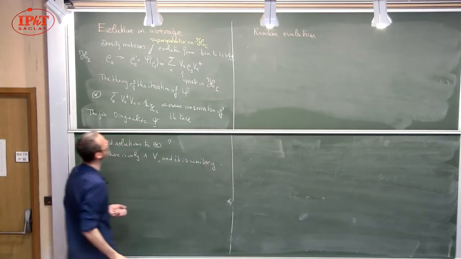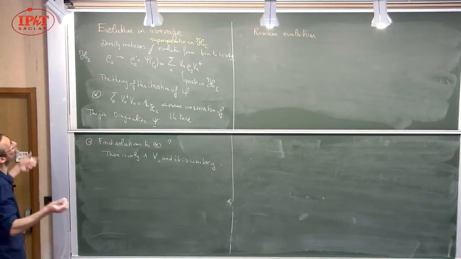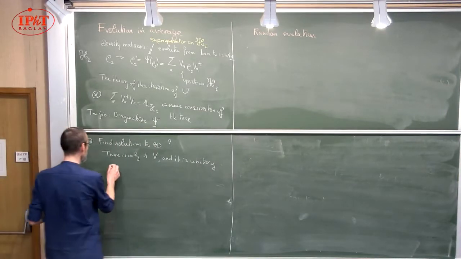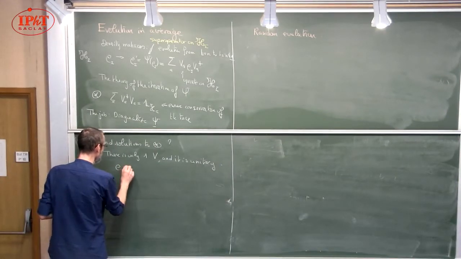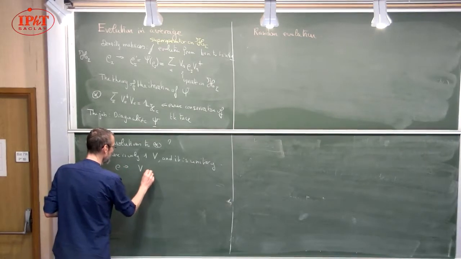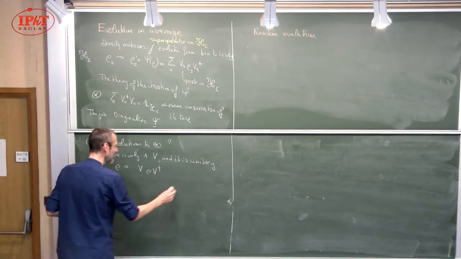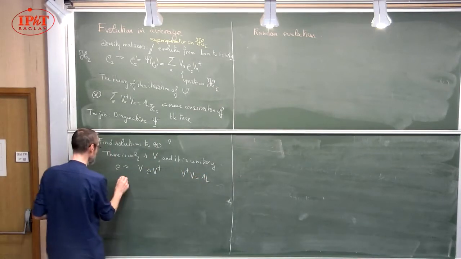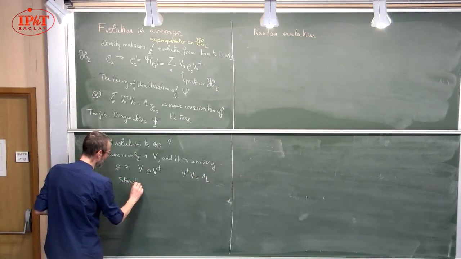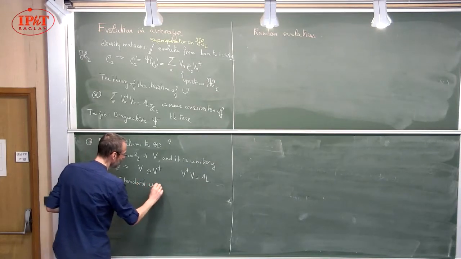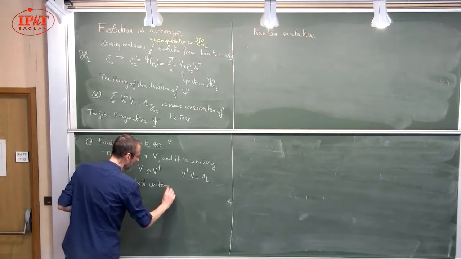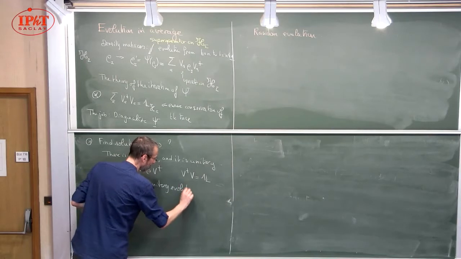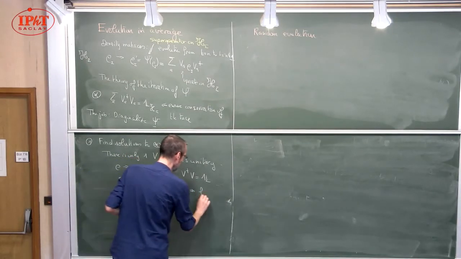And it's reassuring to see that indeed in that case, what you see is just what you know from standard quantum mechanics. Then rho gives V rho V dag, where V dag V is equal to the identity. This is the standard unitary evolution from quantum mechanics.